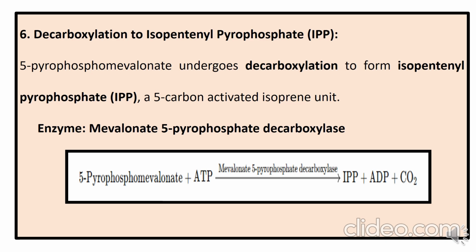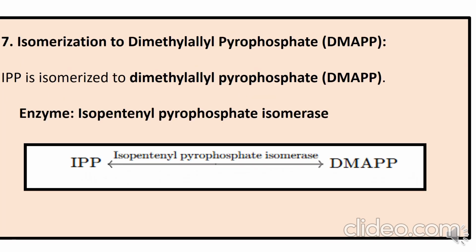Along with this, for this reaction ATP is also required, the energy of its phosphate group is involved, and it results in the formation of ADP plus carbon dioxide. Why carbon dioxide? Because the carbon dioxide is removed from the substrate. Seventh one, isomerization to dimethylallyl pyrophosphate. It is abbreviated as DMAPP.